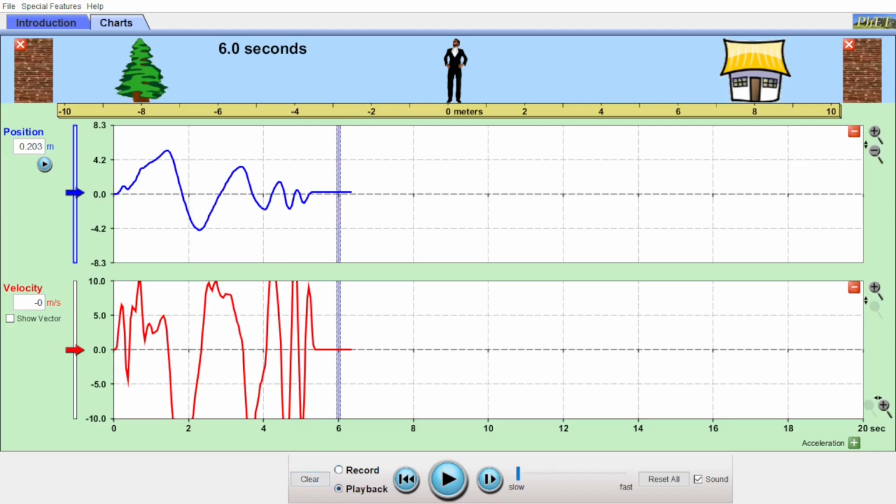All right, let's leave that right there. And when we come back, we'll look at the graphs a little more and see if we can use those graphs to help us cook up the kinematic equation.